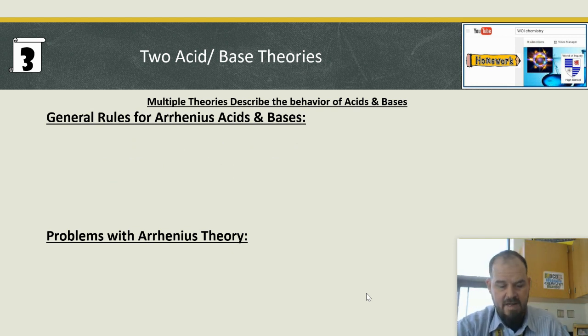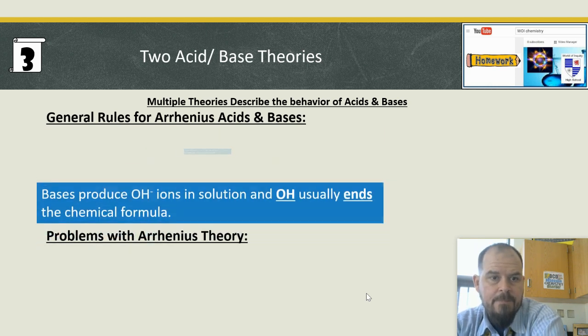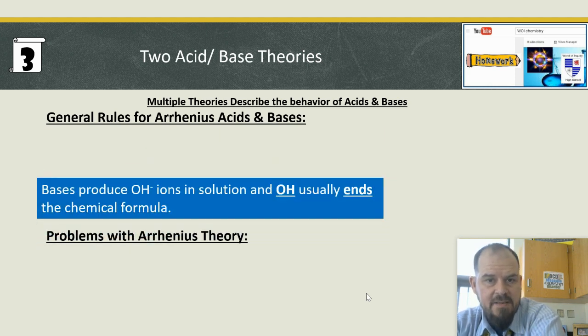All right, general rules for acids and bases. Acids produce H plus, and H is usually the first element in the formula. If you look them up, HCl, H2SO4, right? That's hydrochloric acid and sulfuric acid. Bases produce OH minuses in solution, and OH usually ends the chemical formula.